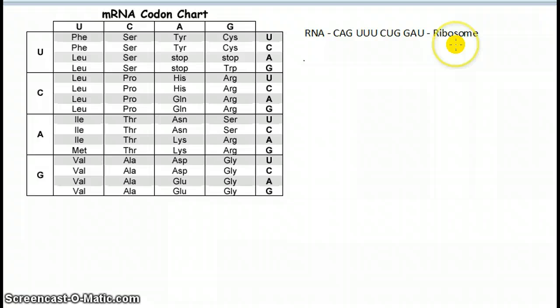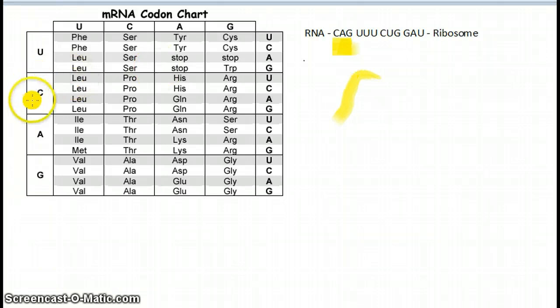And this is all happening in the ribosome. I want to come over here and show you that decoding this is actually quite simple. You take your 3-letter code, and our 3-letter code is called a codon. So this CAG portion right here is called a codon. It's a little fragment of code.